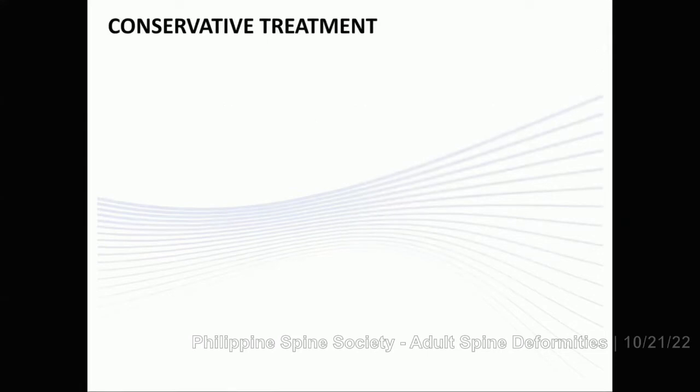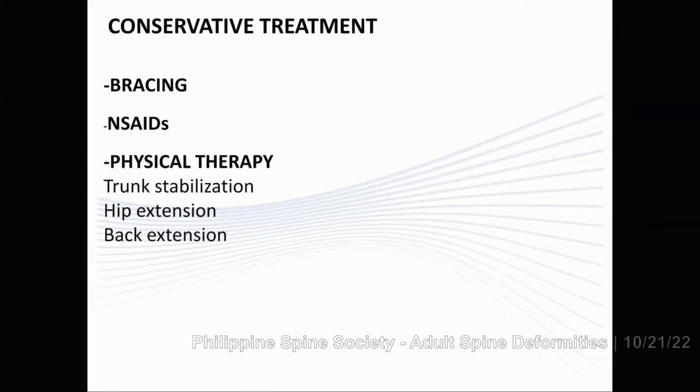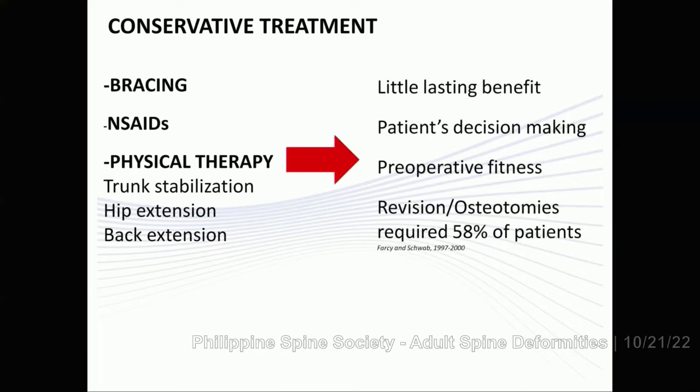Conservative management is very basic and consists of bracing, the use of NSAIDs, and physical therapy for trunk stabilization with measures to improve back and hip extension. Although it may help initially, it is really of little lasting benefit. The undertaking is still worthwhile to help patients decide on surgery and improve preoperative fitness. With this approach, expect that 58% of patients fail and move on to revision surgery.